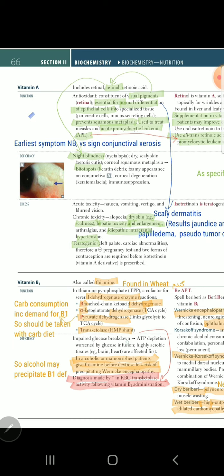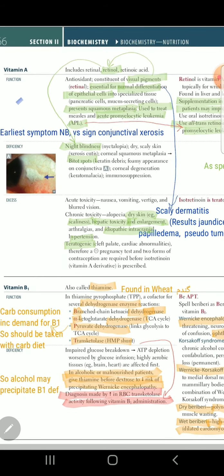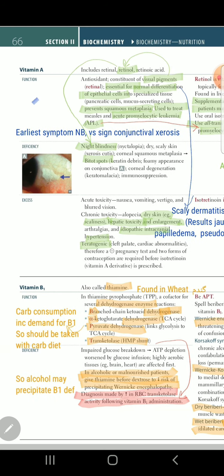In impaired glucose breakdown, ATP will be depleted. Glucose is used mostly in the brain and heart, mostly in the brain, because it specifically uses glucose or ketone bodies. In vitamin B1 deficiency, there won't be these dehydrogenases, and glucose breakdown, like linking glycolysis and TCA, will be abnormal. Impaired glucose breakdown is why ATP will be depleted specifically in the brain.